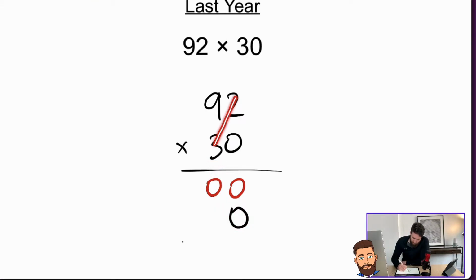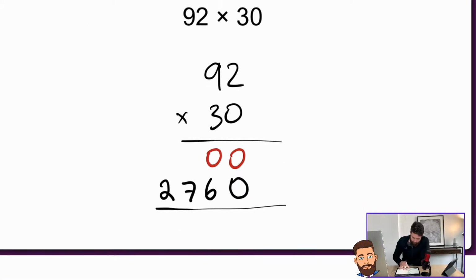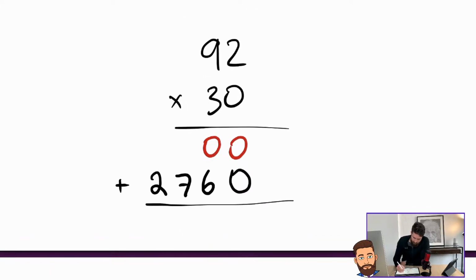3 times 2 is 6. 3 times 9 is 27. Sometimes you carry the 2, but we don't have to here because there's no other digits that we need to times by 3. So we can just put our 27 in there. And then we add. Okay, we add these together. Well, clearly that's just going to be the same. So the answer is 2760. That would have been your final answer.